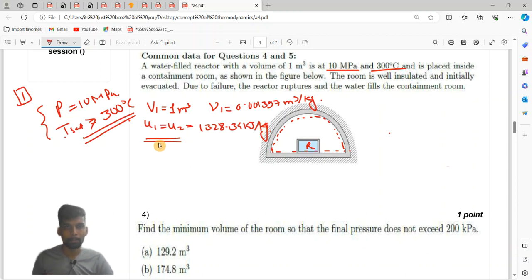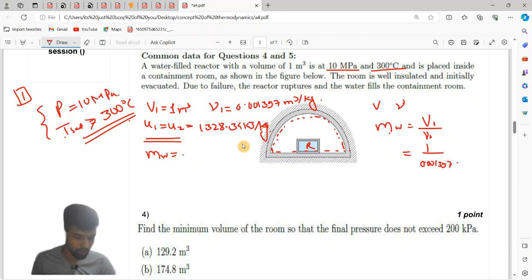Okay, we have volume with us and specific volume with us. So what we can do? We can calculate the mass of water, which is nothing but V by v, that is 0.001397, and after calculation I will get the mass of water as 715.82 kg. Okay, so I will get the mass of water.